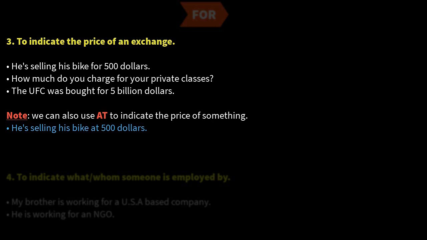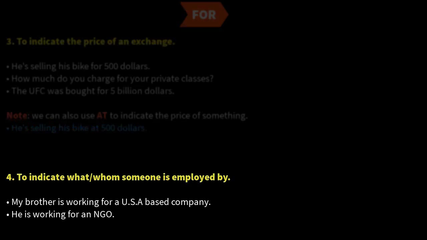Now guys, one thing to note here is that we can also use at to talk about the price of an item. Usage number 4, to indicate what or whom someone is employed by. For example, my brother is working for a US based company. That means that company employs him. He is employed by that company. He is working for an NGO. Simple, to indicate whom or what someone is employed by. So that is usage number 4, guys.